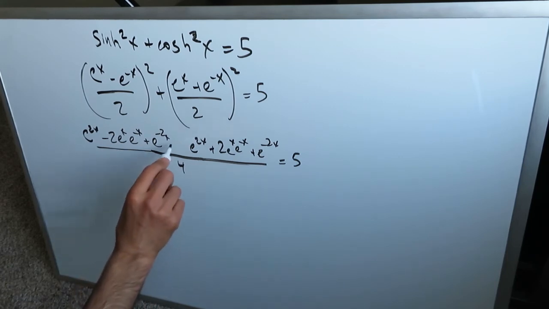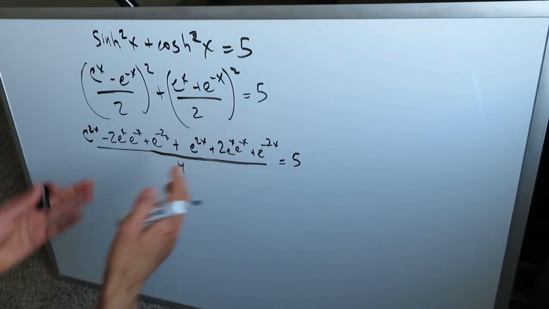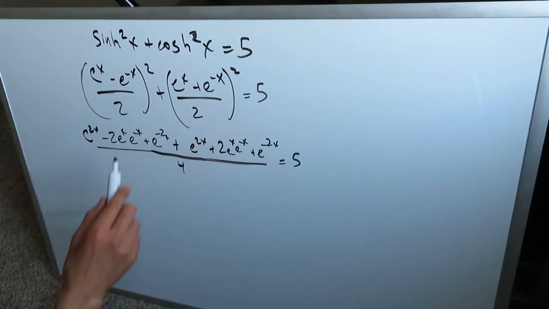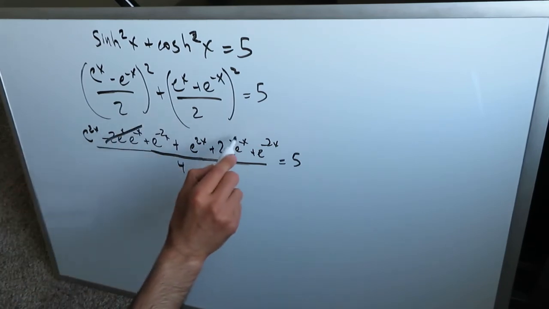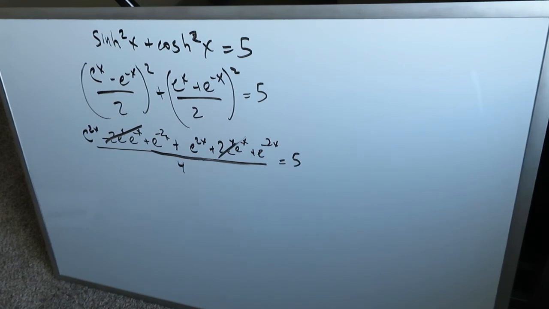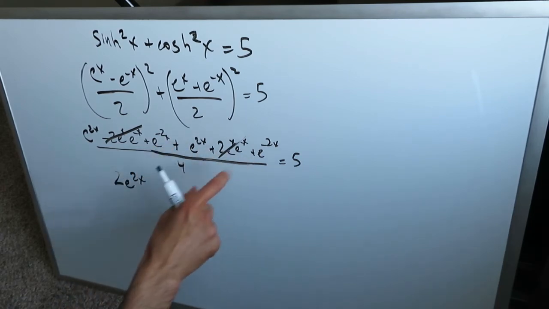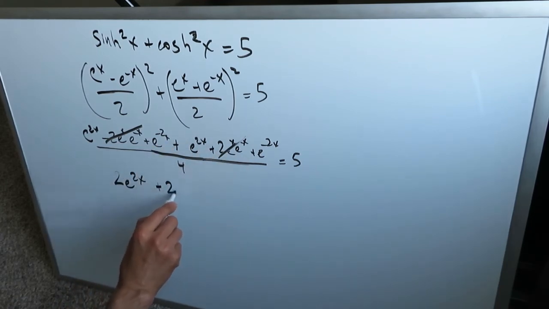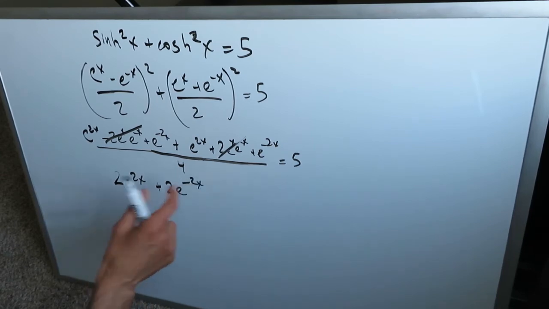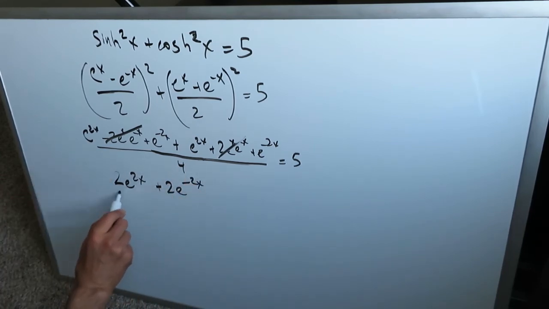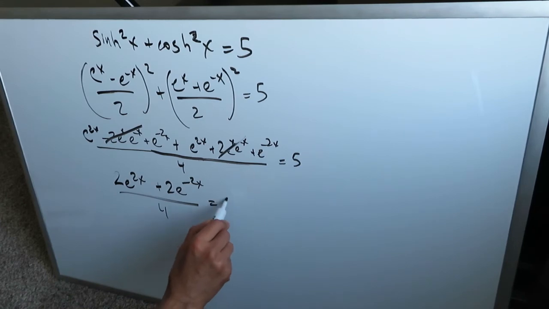Can we calculate this further? Yes, we can. We can do that by cancelling things out. This cancels out right here with this. You are left with 4 terms, 2 pairs of common terms, and we combine them. When we combine them, e to the 2x plus e to the 2x, we get 2e to the 2x. e to the minus 2x plus e to the minus 2x, we get plus 2e to the minus 2x. Remember, like terms adding together doubles, right? Divided by 4 is equal to 5.